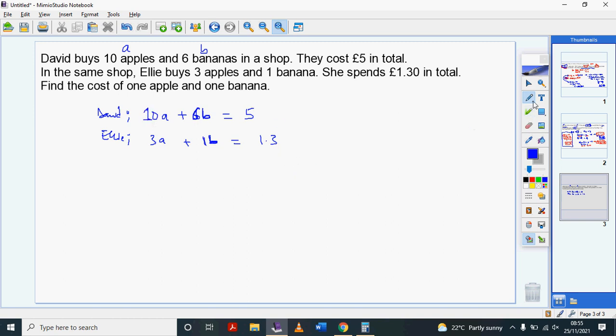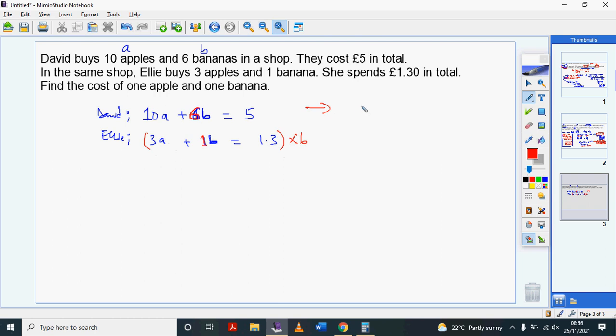When you want to solve by elimination or even by substitution, look for the numbers that have small coefficients. So if I look at the 1 banana in Ellie's equation, it has a coefficient of 1. So I can easily multiply by whatever the coefficient is in the first equation, such that these become the same. I can multiply this equation by 6, and then I'll have 6 and 6, and I'll be able to easily eliminate. So I'm going to multiply this second equation by 6.